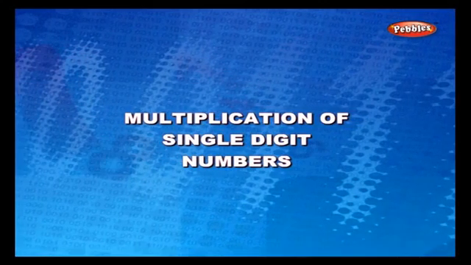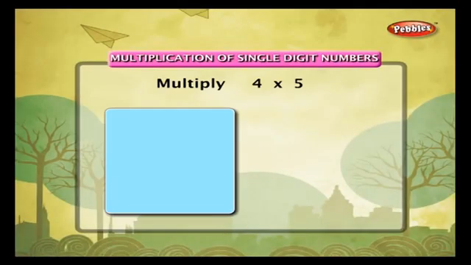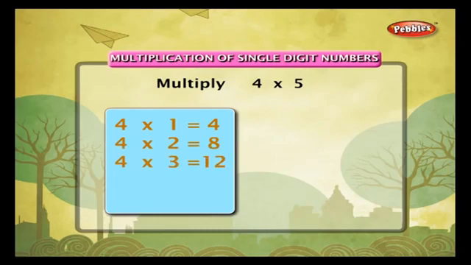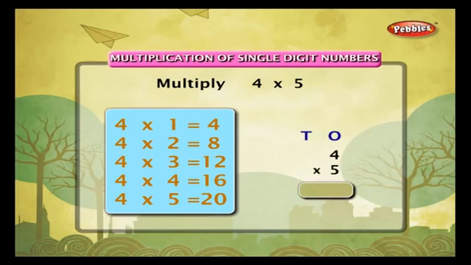Multiplication of single-digit numbers. Example, multiply 4 by 5. Use 4 tables here. 4 into 1 is equal to 4. 4 into 2 is equal to 8. 4 into 3 is equal to 12. 4 into 4 is equal to 16 and 4 into 5 is equal to 20. Therefore, 4 multiplied by 5, we get 20.